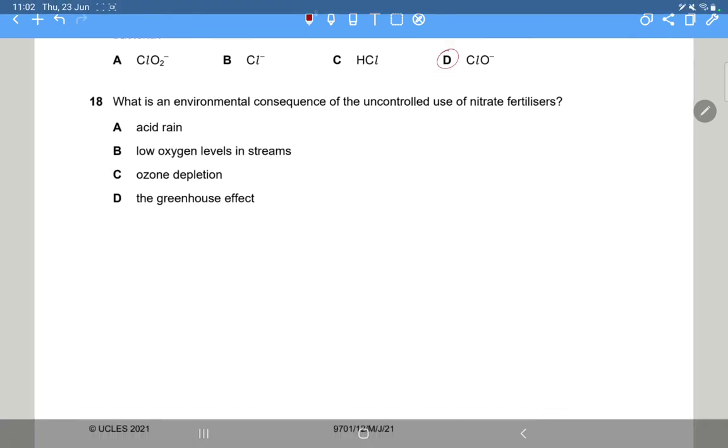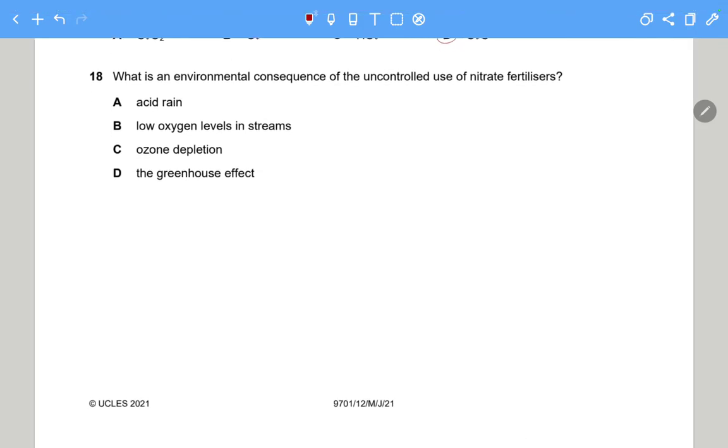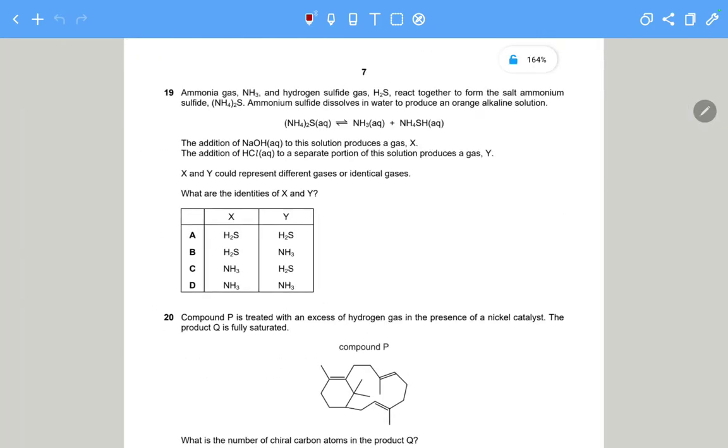What is an environmental consequence of the uncontrolled use of nitrate fertilizers? Before you delve into the question, we remember from our notes that nitrate fertilizers go into the water stream and cause eutrophication, in which they cause the rapid growth of algae, which depletes the oxygen levels in water, and the only option that gives that is option B. So that's done. Question 19.